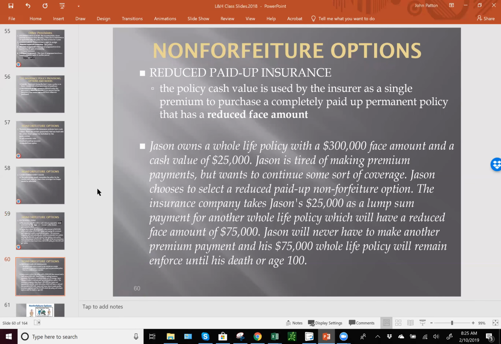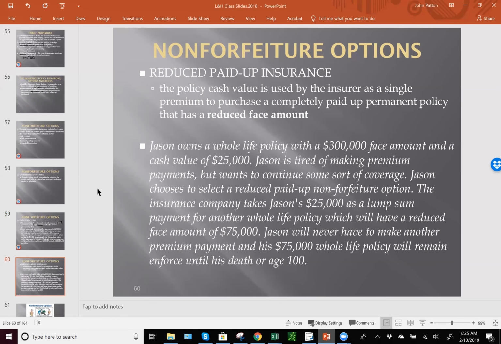Here's your example. Jason owns a whole life policy with a $300,000 face amount and cash value of $25,000. Jason is tired of making premium payments but wants to continue some sort of coverage. Jason chooses to select a reduced paid up non-forfeiture option. The insurance company takes Jason's $25,000 as a lump sum payment for another whole life policy, which will have a reduced face amount of $75,000. Jason will never have to make another premium payment, and his $75,000 whole life policy will remain in force until his death or age 100.